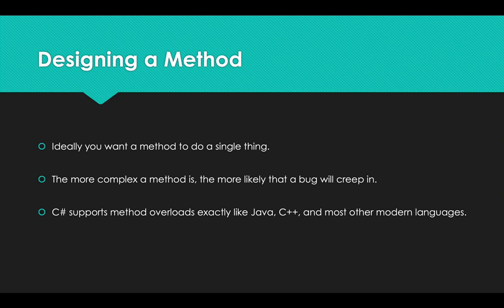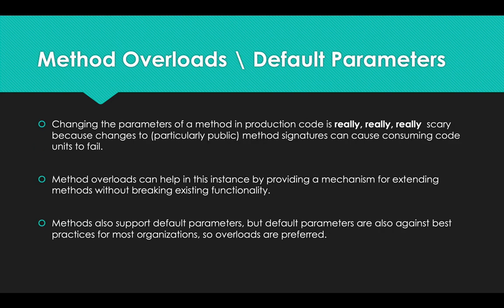So there are lots of language features around methods for modern languages, and C# supports almost all of those that you could think of, including some that are not necessarily a great idea in general. So the first of those that we're going to talk about is method overloads. Exactly like Java and C++, C# supports the same method having a different signature with the same name. And largely, that is a helpful thing when changing method signatures in production code.